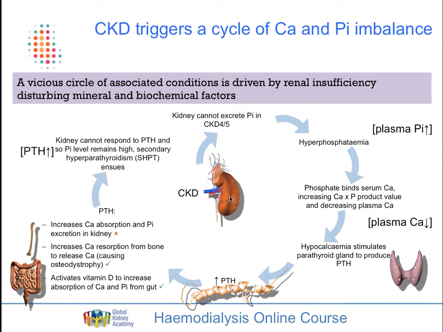So when you've got kidney disease, you can't respond to the higher parathyroid levels, so the phosphate levels remain high, and you get this vicious circle of secondary hyperparathyroidism.